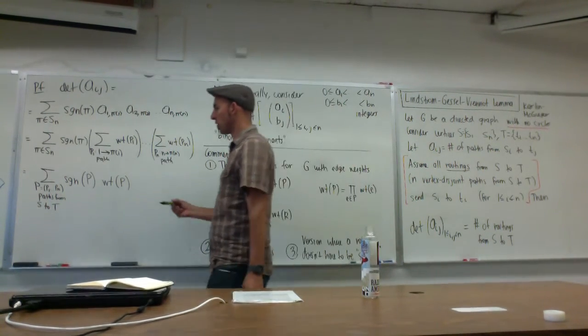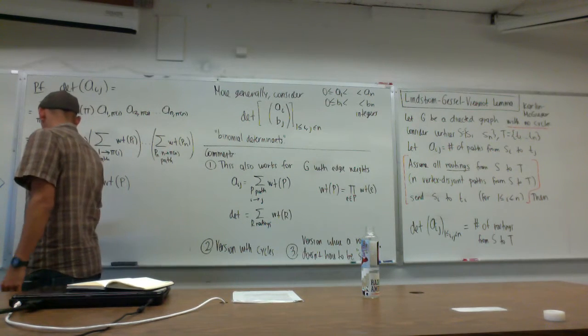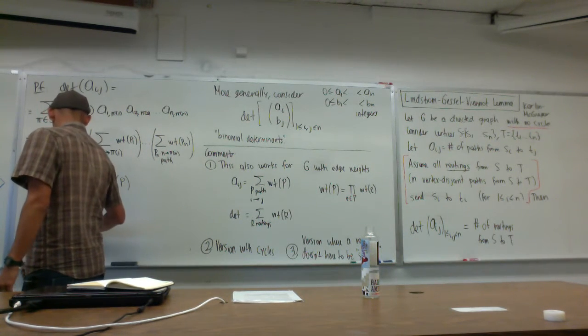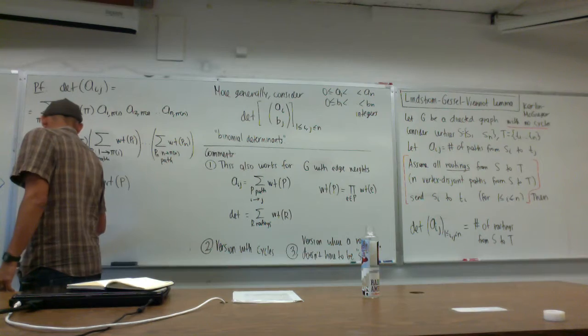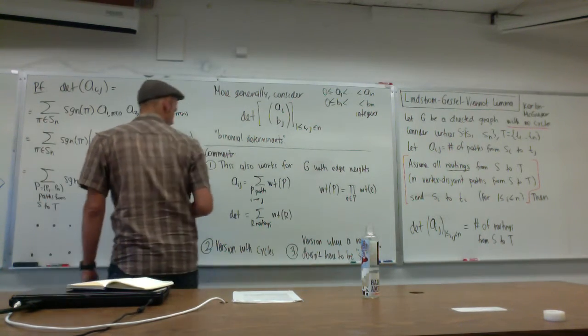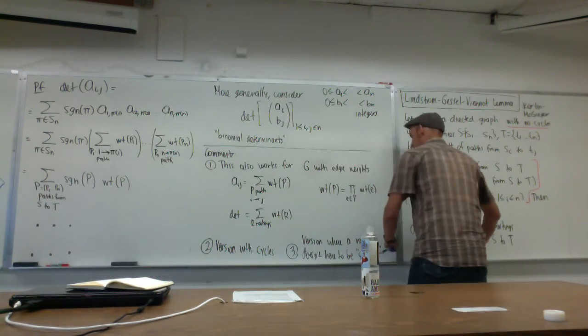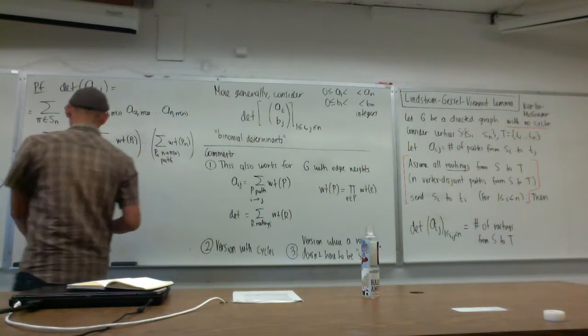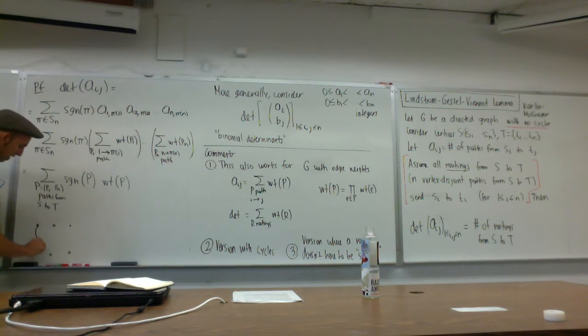And what are we summing over here again? We're summing over all the collections of n paths. Like this might be one path, this might be another path, and this might be the third path. We're summing over all ways of doing this.